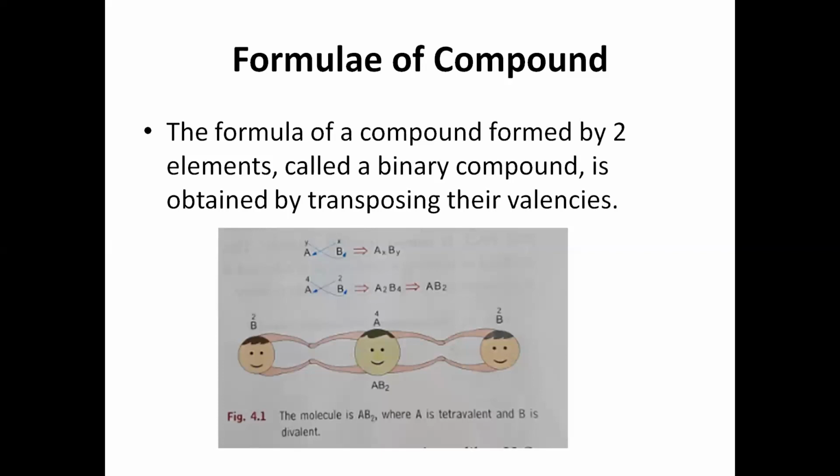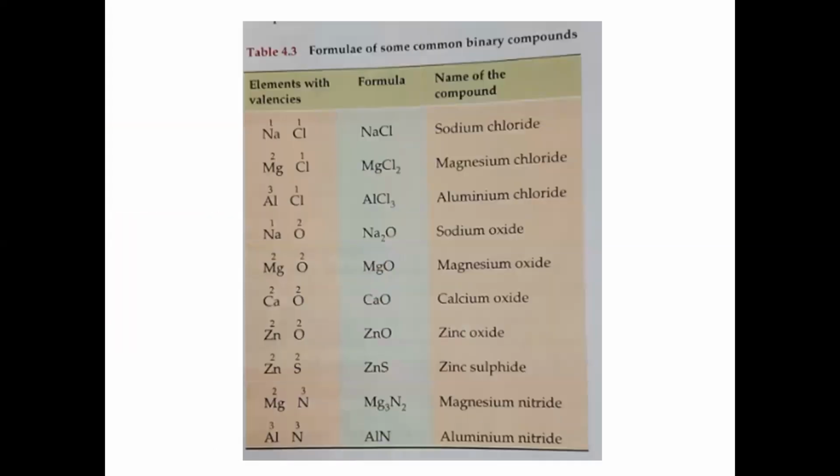Now next, these are the formulae of some common binary compounds. They are given the valencies of the elements, then their formula, and after that the name of the compound also. So first one is Na. Na valency is 1 and Cl valency also 1. The formula is NaCl, and the name of the compound is sodium chloride.